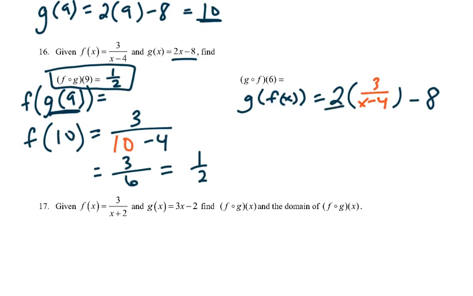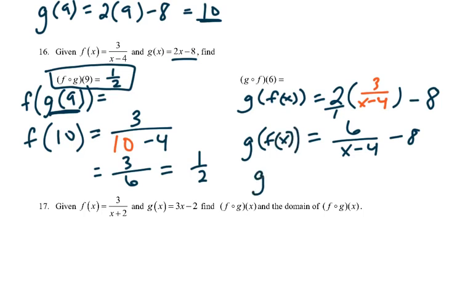So remember the 2 is the same thing as 2 over 1, which will give me the numerators multiplied together. 2 times 3 is 6. And then 1 times x minus 4 is still x minus 4. And then minus 8 at the end. So this is my g of f of x.